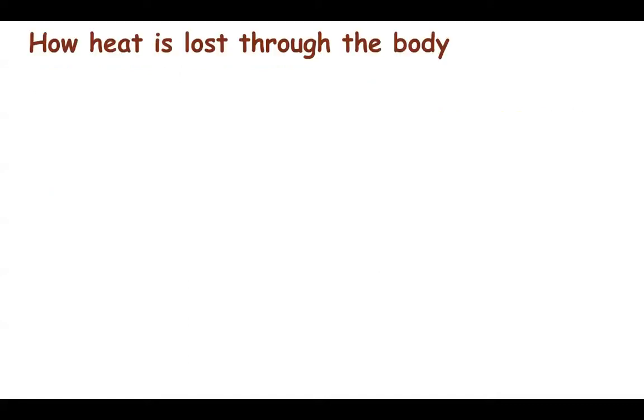Now, there are various ways in which heat is lost through our body. We lose heat through our skin by sweating. We lose heat by our lungs when we are respiring. When we breathe out air, hot air at body temperature leaves your body, taking the heat along with it. We lose heat in urine and feces. So, when urine and feces are passed out, again they are at body temperature. When you pass them out, you are losing heat from your body. We lose heat through food. When you consume something cold, you are able to lose heat through the body.